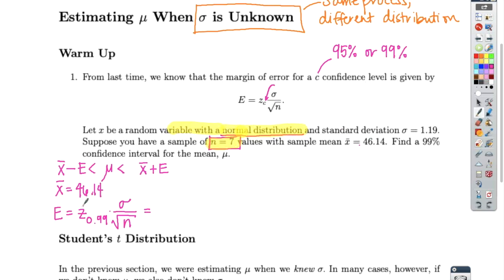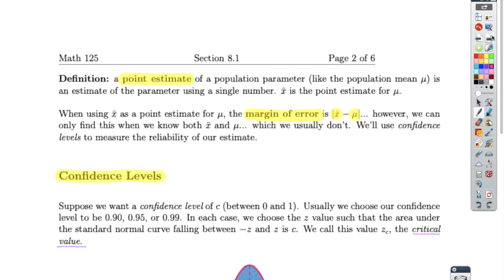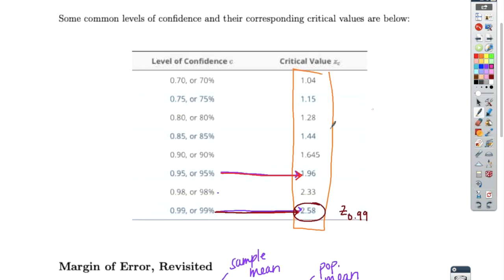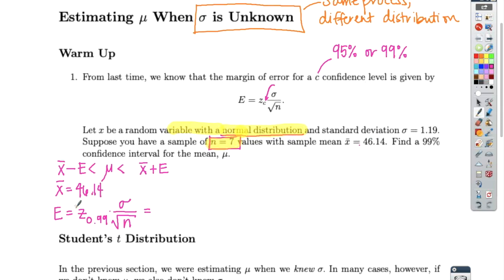Okay, so if you remember from last time, we had this table. Your notes last time looked like this. There was a table in the section 8.1 notes, and it gave all of these critical values for the different confidence levels. Again, oftentimes we use 95 or 99, but there's this entire list of all these other confidence levels that we can use. Now, for 99% confidence, our critical value is 2.58. So we're going to plug that in for this, 2.58.